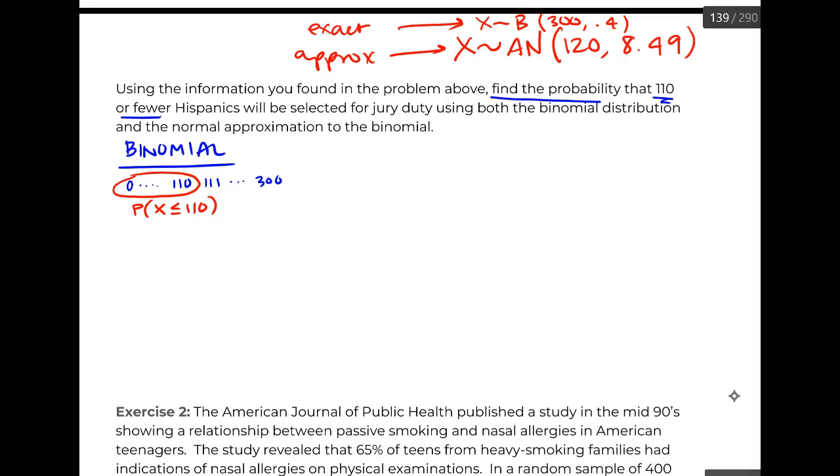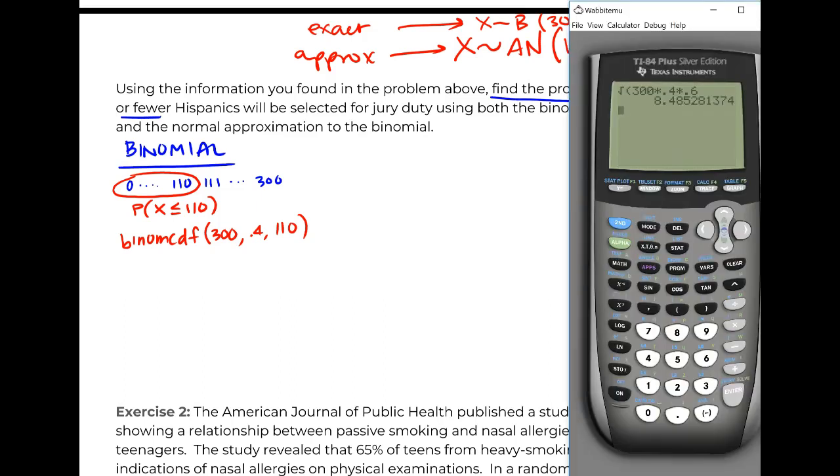Now this is the perfect setup for binom CDF, right? Add up starting with 0 all the way up to the value that we want. But if somebody did not have the calculator and they were using the formula, they'd have to do the formula 111 times, which is completely insane. So that's why this would not be a question on an exam.